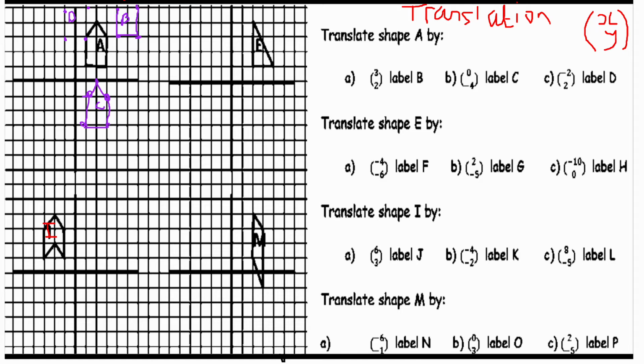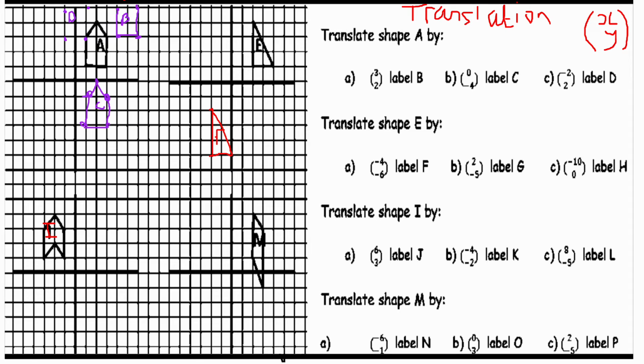Right, next section now. Translate shape E by the vector (-4, -6), label it as F. It's minus 4, so it's 4 to the left and then 6 down. 1, 2, 3, 4, then 1, 2, 3, 4, 5, 6. So that's going to be my top point there. Then 1, 2, 3, so this one's going to be here, and then I can work it out from here. It's going across 2. So that's going to be shape F, guys. It's a triangle, and I'm labelling it as F.